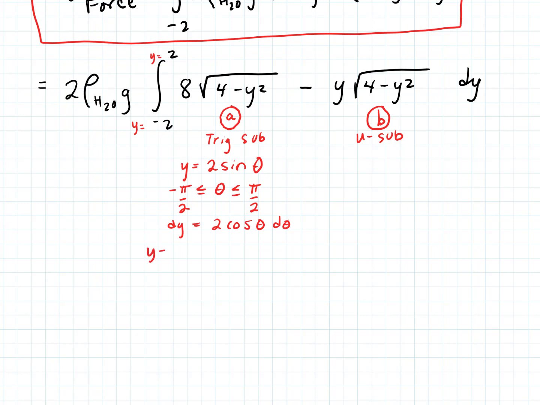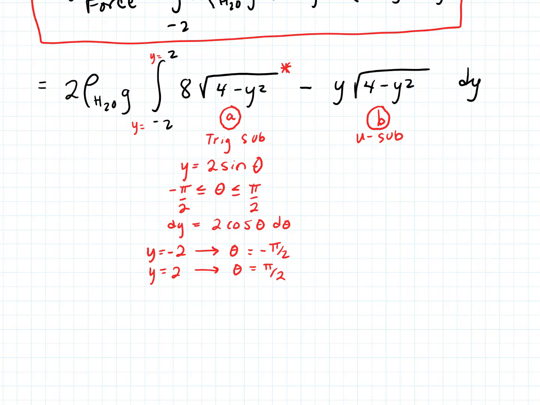If y equals negative 2, then theta, based on my definition for the trig sub, is when sine equals negative 1, so theta would be equal to negative pi over 2. And when y equals 2, theta would be equal to pi over 2, because sine equals positive 1. So making those substitutions, and I will come back to this one, I'm going to put a little star, and I'll talk about one other way we could integrate that particular expression. But I want to follow through our trig sub one more time.